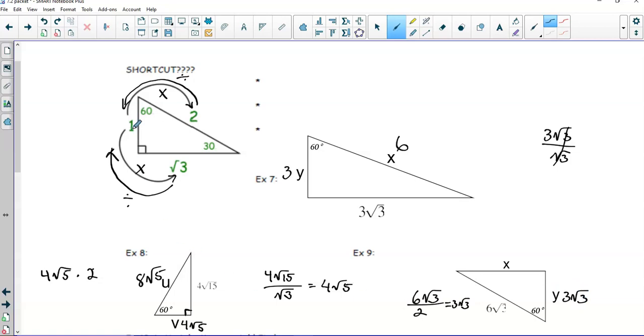Now, if I'm here and I want to go that way, I need to multiply by the square root of 3. So I take this number. Let me change colors. So I take 3 square root of 3 and multiply that by the square root of 3, which is 3 square root of 9. Well, the square root of 9 is 3, so that means it's 3 times 3, which equals 9. So that means x would be 9.